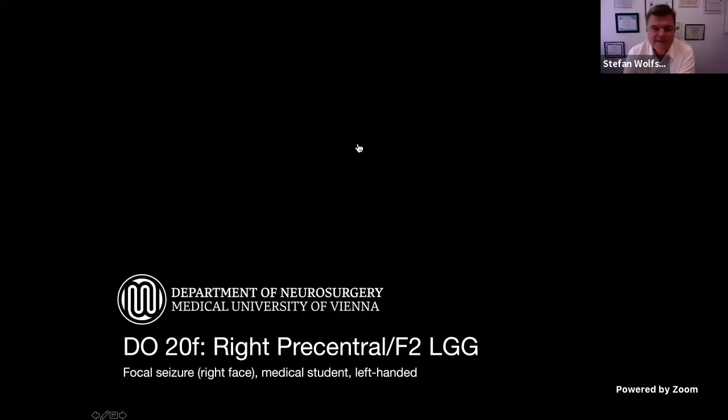So I have prepared some cases, and please keep in mind, these should be some very standard cases that help you to see how you can use DTI tractography in your daily praxis. Let's see how many of them we can do. So this is a 20-year-old female with a right precentral F2 low-grade glioma. She's a medical student and she's left-handed. So actually we were a bit scared. She may really be right-sided dominant.